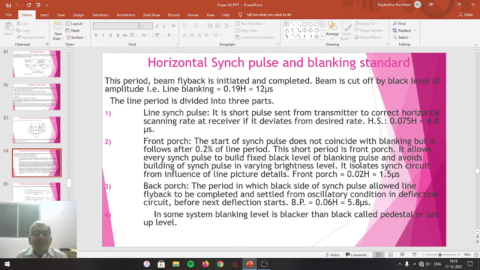It allows every sync pulse to build a fixed black level of blanking pulse and avoids the building of sync pulse in varying brightness level. It isolates the sync circuit from influence of the line picture details. Front porch is of the order of 0.02 times the horizontal line. It is of the order of 1.5 microsecond.